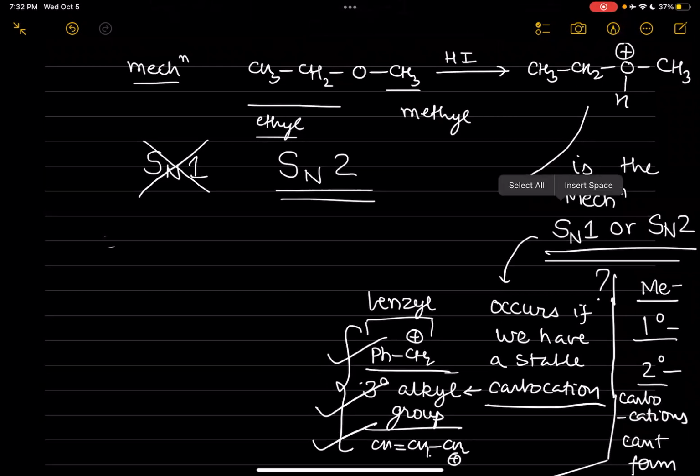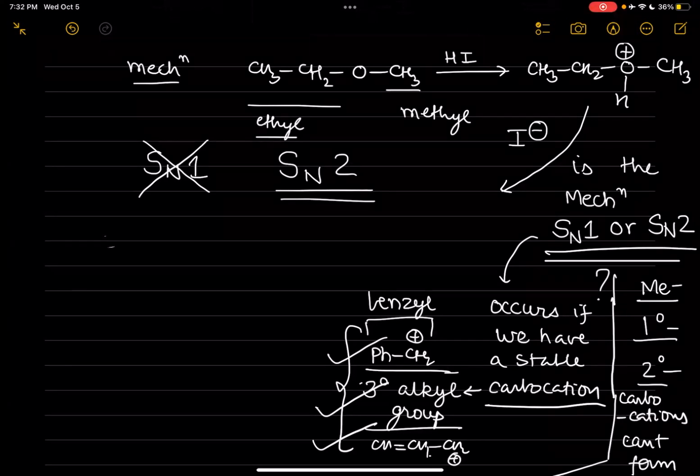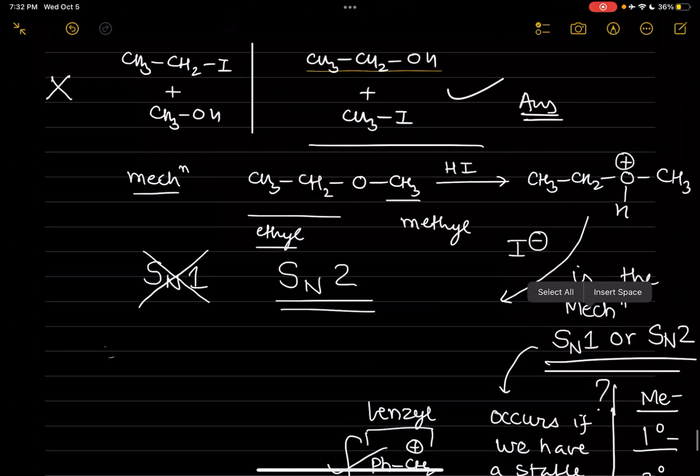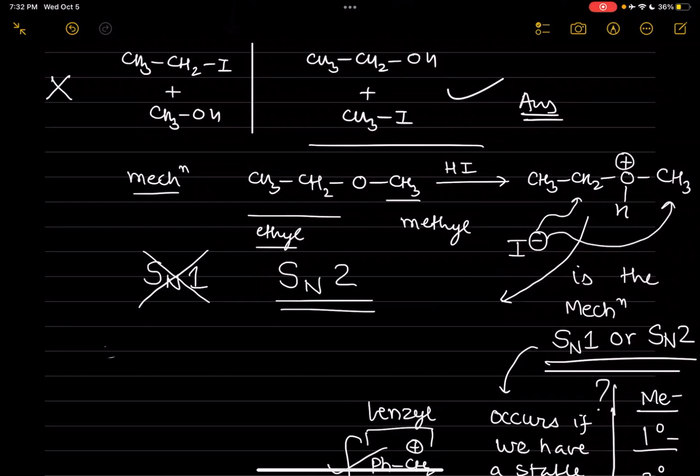Let me come over here, this one. The nucleophile was I minus. The carbocation will not form on its own. The nucleophile is going to come and push away the leaving group. Where it can join itself more easily is the place with the smaller group. A smaller group is less crowded, and less crowded means the nucleophile can come in and join itself more easily.